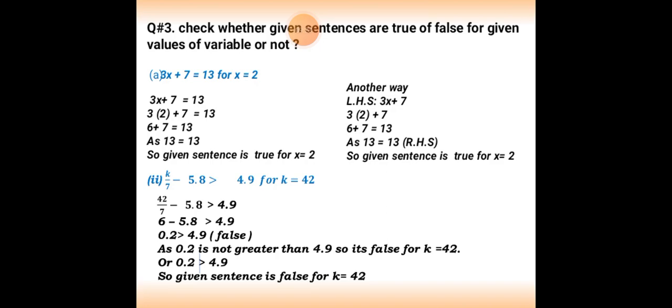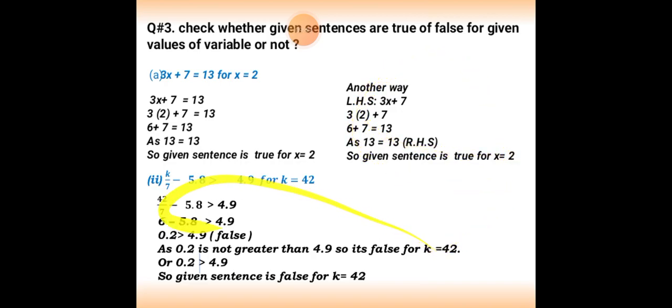Okay, check whether the given sentences are true for the given values or not. Like 3x plus 7 equals 13 for x equals 2. Now you need to check it one way or another. One way is 3x plus 7 equals 13, so 3 times 2 plus 7 equals 13, 6 plus 7 equals 13, and 13 equals 13. So the given sentence is true for x equals 2.